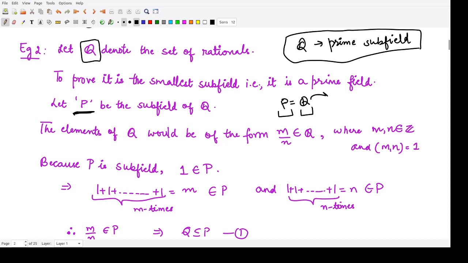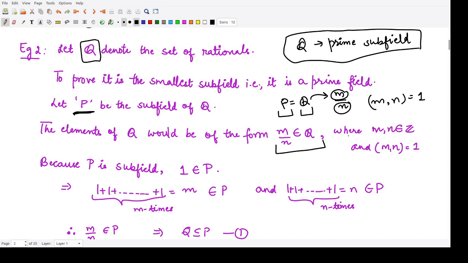So according to this, how are the elements of this field of rationals represented? They are represented in this form, m divided by n, where both m and n are integers, and n should not be equal to 0, or m should not be a multiple of n. In other words, we can say the GCD of m and n should be equal to 1. That means they should be co-prime to each other. So any element of Q is of this form.